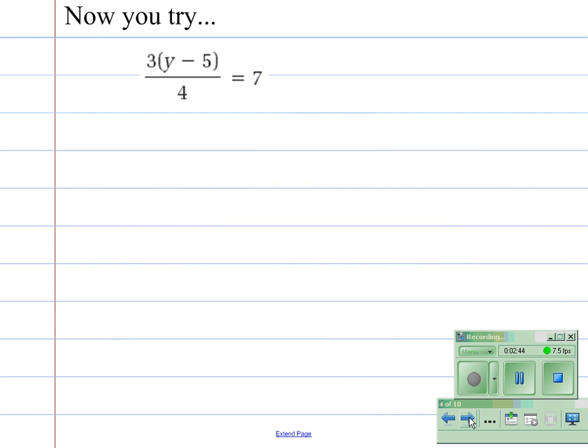Okay, and I'd like you to try one on your own. So take note of what the denominator is. It's a 4. You need to multiply both sides by 4. And after that, work around multiplying and distributing and rearranging the way we did before. We'll take this one up together.